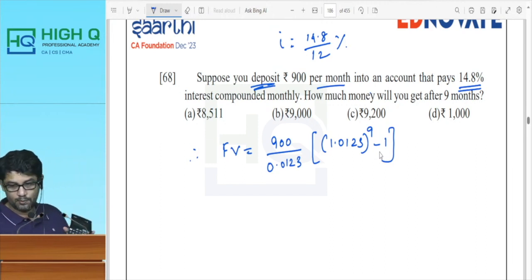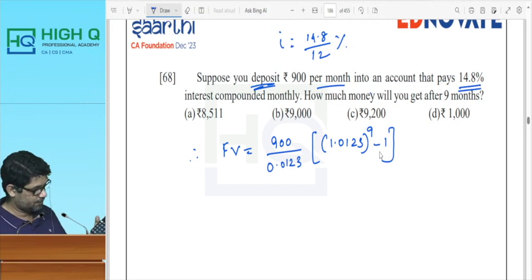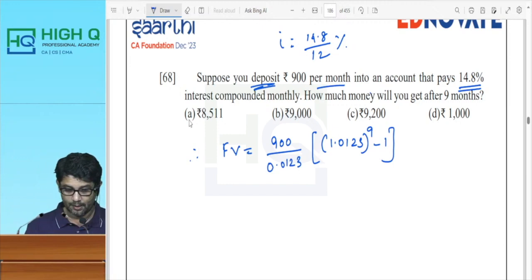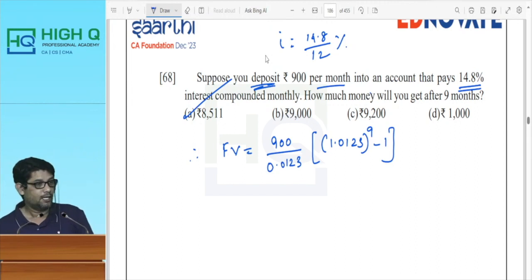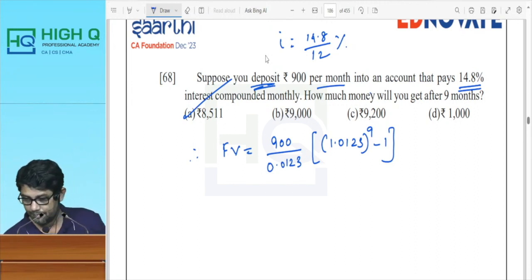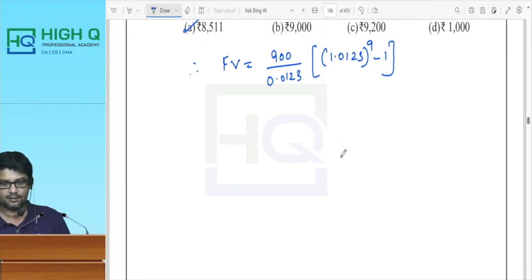So, Mubashira, but you are very late, Mubashira. 1.0123 to the power 9, minus 1, into 900 divided by 0.0123. 8510.17, approximately 8511. Is this right, my dear? No, it is not compound interest. Thunder, play, stay in one channel. Don't go here and there.